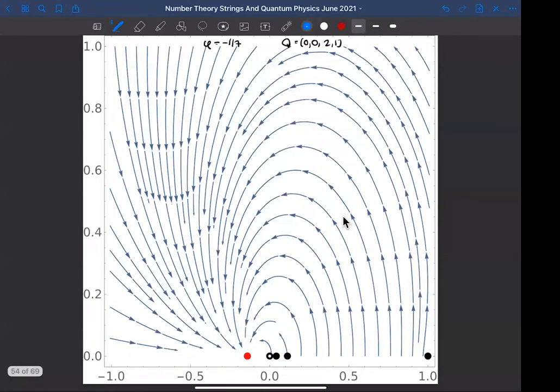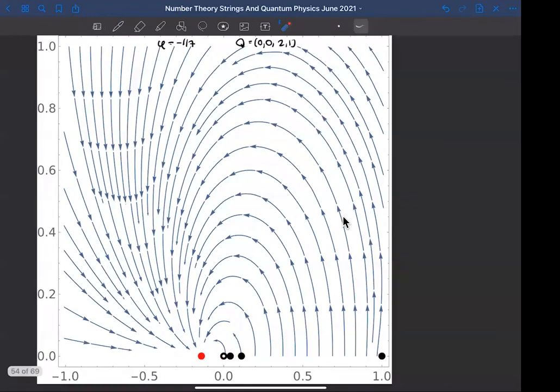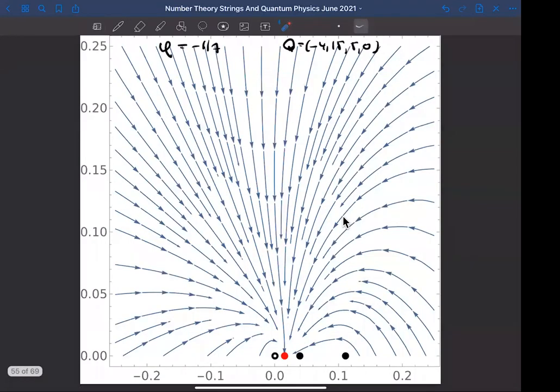So this is a picture of the attractor flow for the Hulek-Verrill manifold for phi equals minus 1/7, and this set of charges that is here. It's a very pretty flow that Mohammed, mainly Mohammed, did. These black points here are the conifold points. This is the large complex structure point, and this is the attractor point. So there are two examples here, for another charge there. It's very pretty.